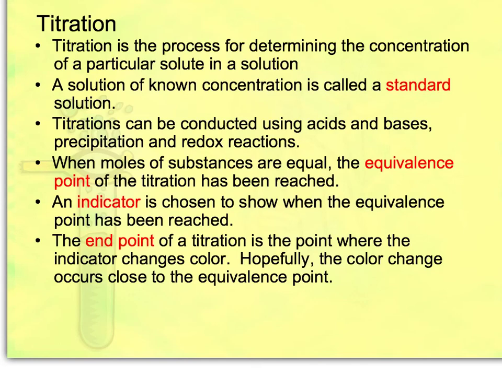When moles of substances are equal, you have reached the equivalence point. We choose an indicator to show when the equivalence point has been reached. Your indicator is going to be a natural substance that has 2 different forms. So it might be one color in the presence of an acid and turn to another color in the presence of a base. And so as soon as we've passed that equivalence point, the indicator is going to change color. And when that happens, it's referred to as the endpoint. So the tricky part here is to make sure that your endpoint is actually occurring when you've reached your equivalence point.